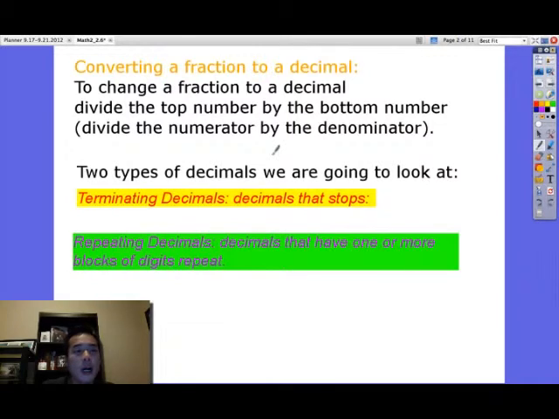Okay. Converting a fraction to a decimal. This is pretty basic. I'm not going to make you write this down because we're going to practice a lot. But to convert a fraction to a decimal, you basically divide the top number by the bottom number. In other words, you divide the numerator by the denominator. There's going to be two types of decimals we're going to be looking at today. It's going to be terminating decimals, which means the decimal stops, and then the repeating decimals, decimals where there's either one number or a chunk or a block of digits that repeat.